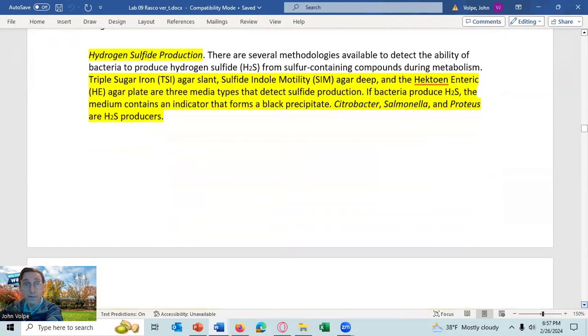Now let's talk about the hydrogen sulfide production test. Hydrogen sulfide production test is looking at the production of hydrogen sulfide. You can run this test in different tests, such as the triple sugar iron test, the sulfide indole motility test called the SIM test, and on the Hektoen enteric agar. All of them will look for the presence of a black precipitate. And if you see the black precipitate in any of these tests, that'll mean hydrogen sulfide has been produced.